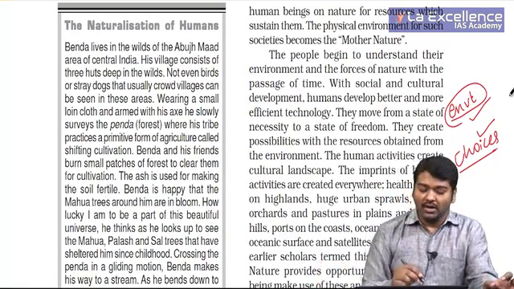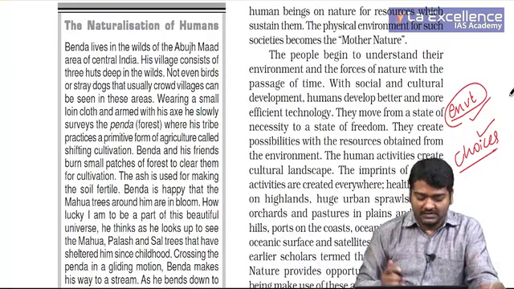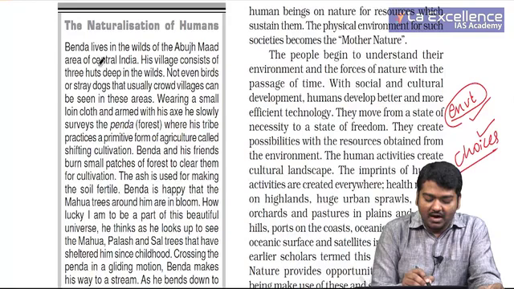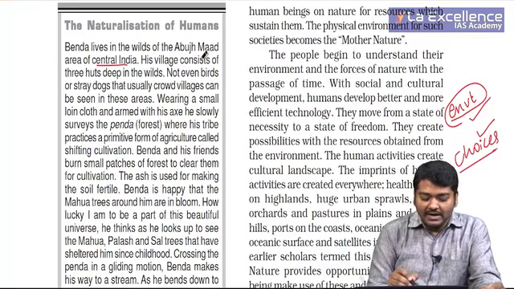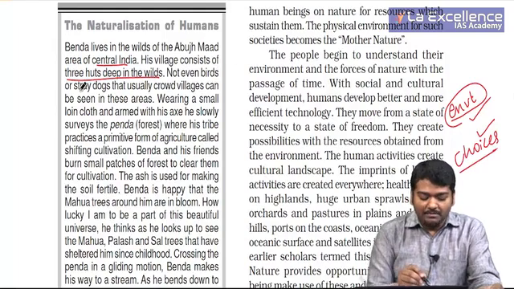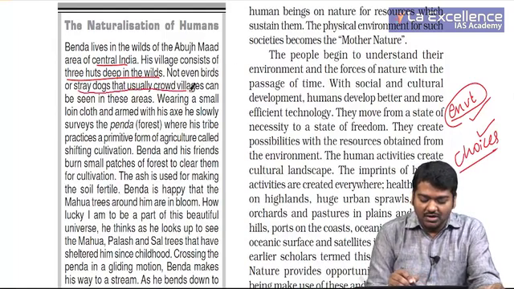I want you to look at these two boxes. Benda lives in the wilds of Abujhmad area of central India. His village consists of 3 huts deep in the wilds. Not even birds or stray dogs that usually crowd villages can be seen in these areas.